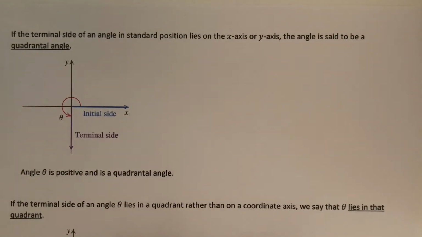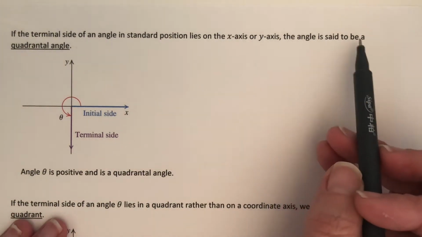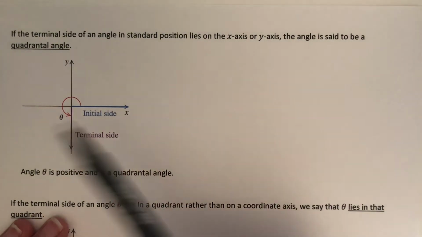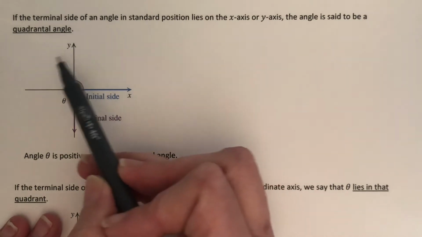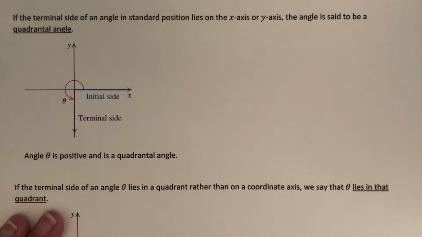If the terminal side of an angle in standard position lies on the x or y axis, then we say that angle is a quadrantal angle. Okay, so it doesn't lie in any particular quadrant, and here this angle rotates counterclockwise, so it is a positive angle, positive quadrantal angle.